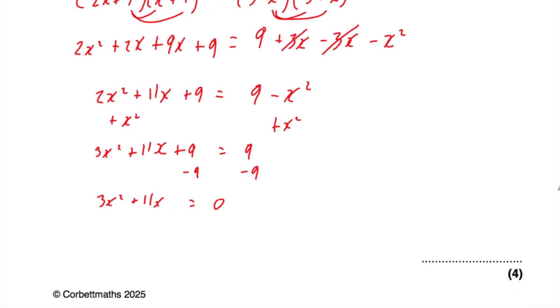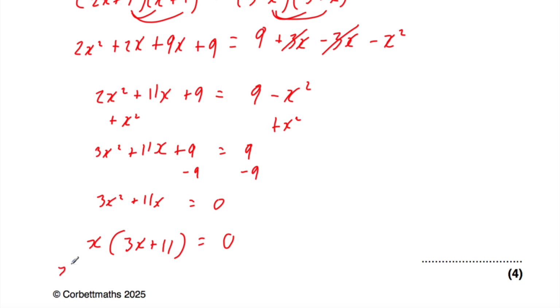Now we want to solve this. This is quite nice. We can solve this using basic factorization. We can take an x out here. So x, and then in brackets, if we take an x out, we'll be left with 3x plus 11, because both of these terms have an x you can take out. And just check it: x times 3x is 3x squared, and x times 11 is plus 11x. And that equals 0. So we've got x times this equals 0.